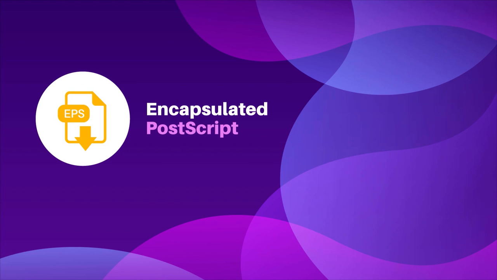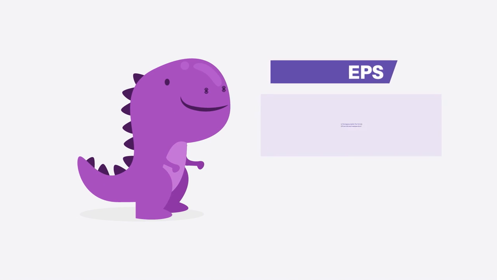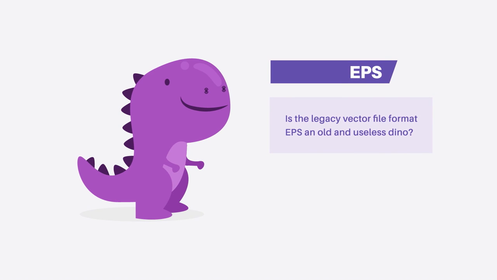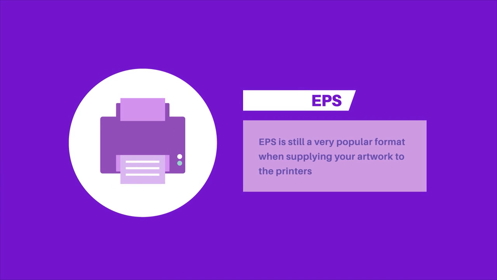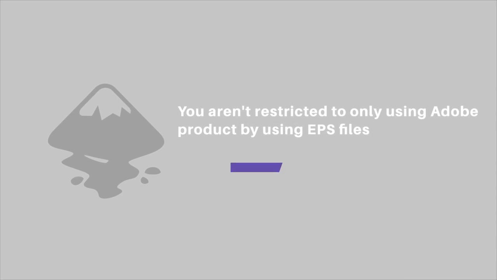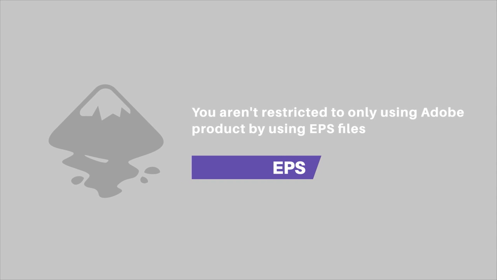And lastly, we have EPS, which stands for Encapsulated PostScript. EPS is the legacy vector graphics standard for print workflow, and that means that basically it's pretty old. Some designers refer to EPS as a dinosaur and they discount its use completely, but the reality is that many designers and printers still use it today for various different reasons. EPS is still very popular for supplying your artwork to the printer, whereas SVG is primarily used for the web. Some applications such as Inkscape, Sketch, and so forth cannot write AI files, but they can write EPS files. So using EPS, you're not restricted to only using Adobe products, which is pretty handy.